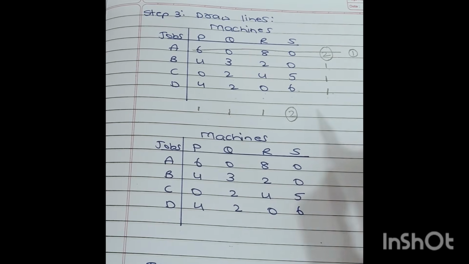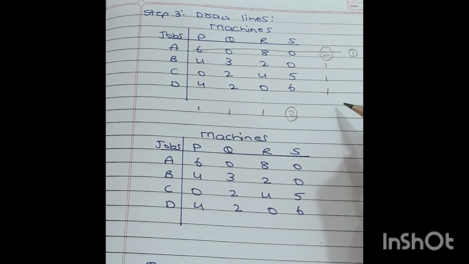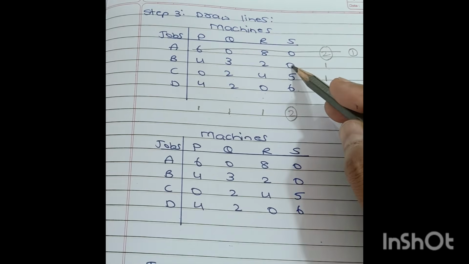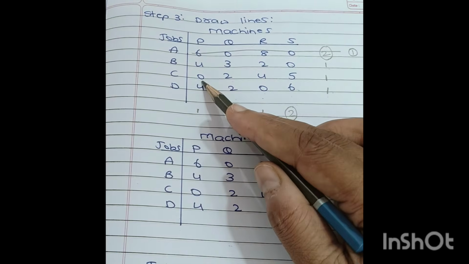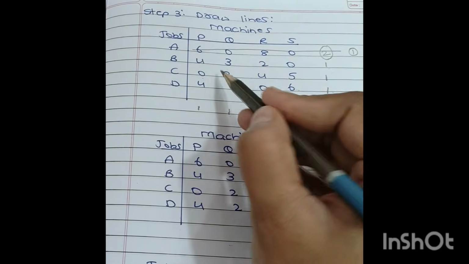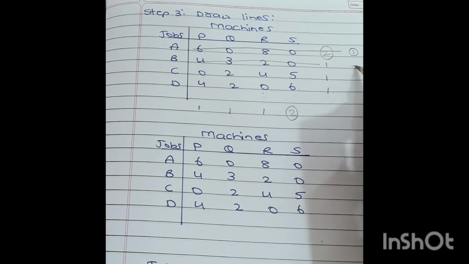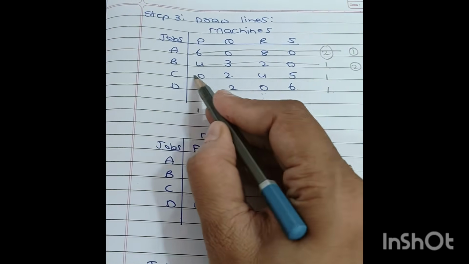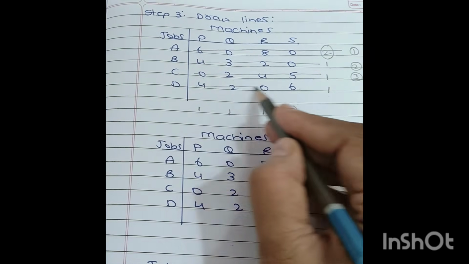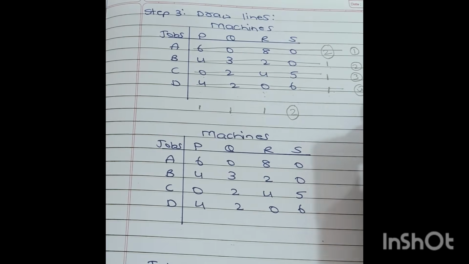The only thing that we have to ensure while drawing lines in this particular step is that we should cover all the zeros present in the matrix. Now, there is only 1 0 in row B, 1 0 in row C, and 1 0 in row D. I am going to draw the lines. So this will be my line number 2. For covering this 0, this is my line number 3. And for covering this 0, this is my line number 4.